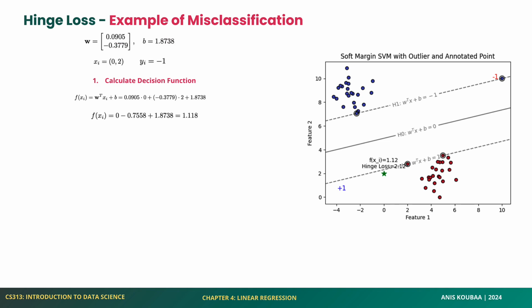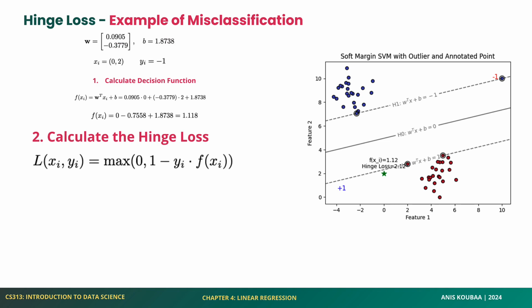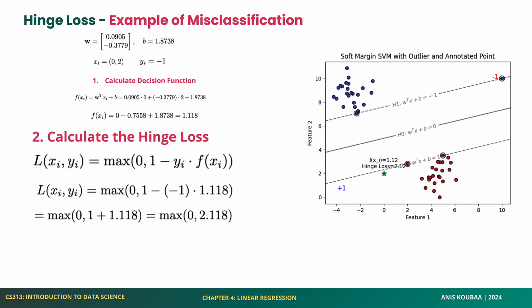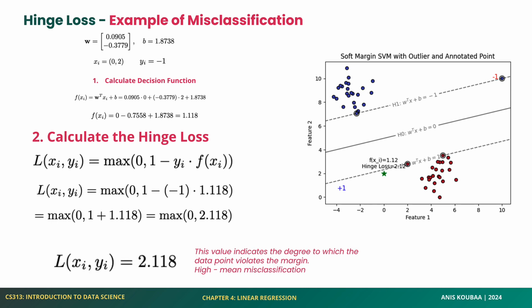Given all of this, we calculate the loss by applying the formula. Here we apply -1 multiplied by 1.12. So what will be this value? It will be 2. We have minus, so this is plus, and this is going to be 1 plus 1.12. So at the end, I'm going to find this one. This is my hinge loss, 2.118. So what does this value indicate about the loss?